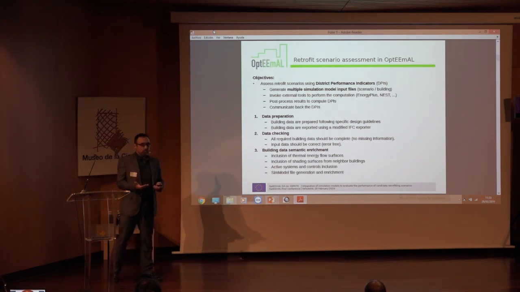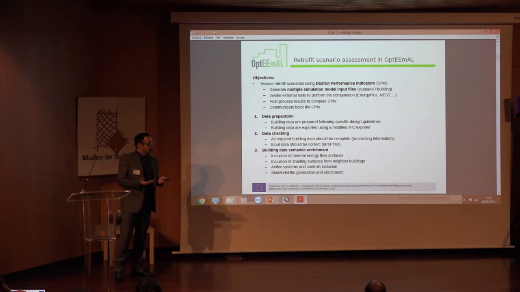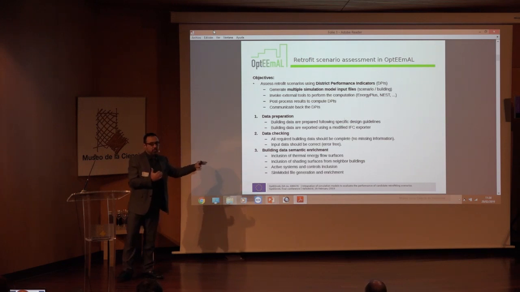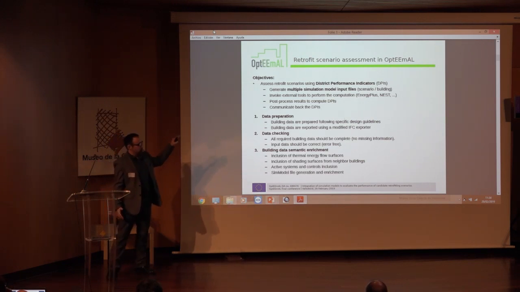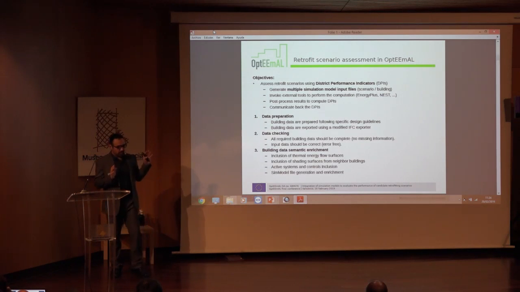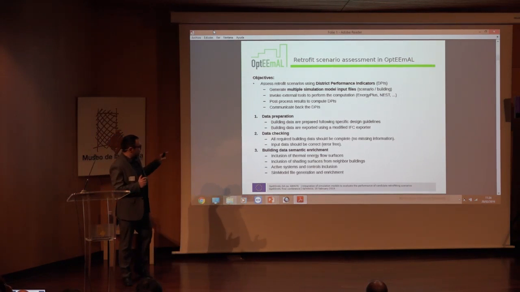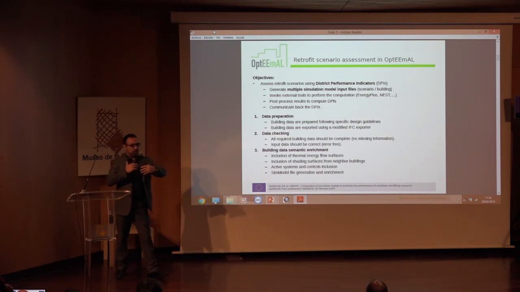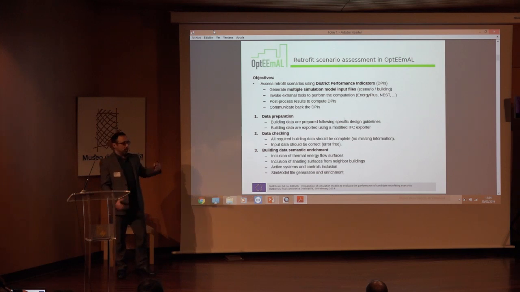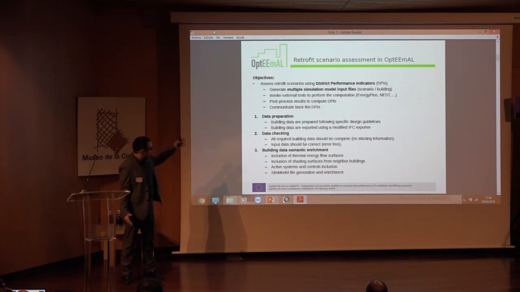In order to produce appropriate simulation models, we have to pass through three stages. One is related to the data preparation. The second one is related to the data checking. And the last one involves transformations in order to produce these simulation models. So I will walk you through these three stages.